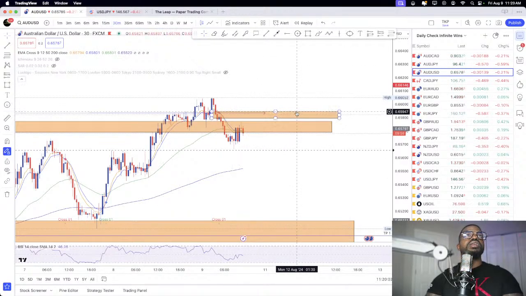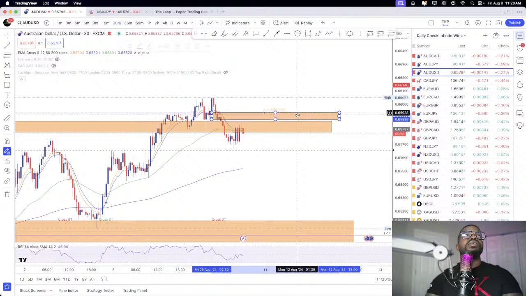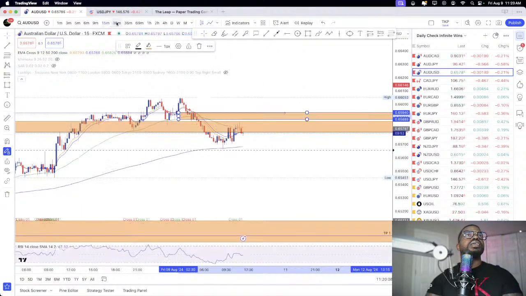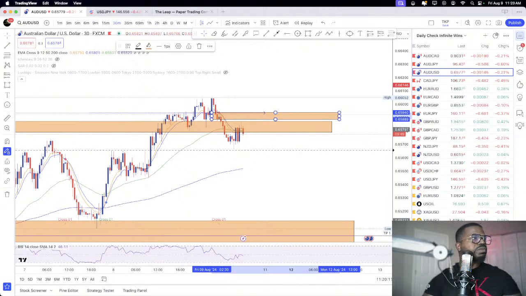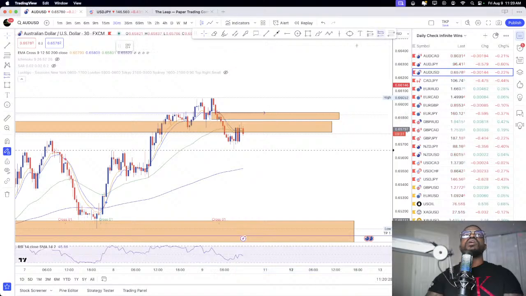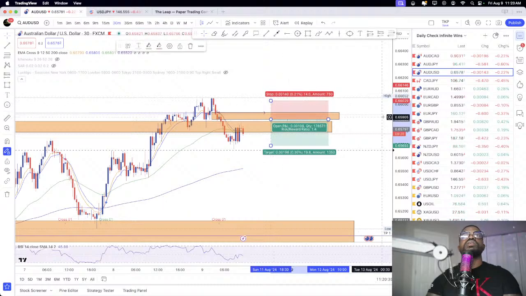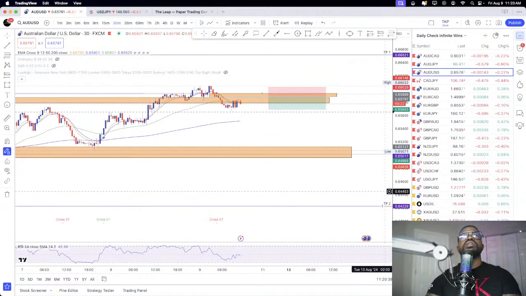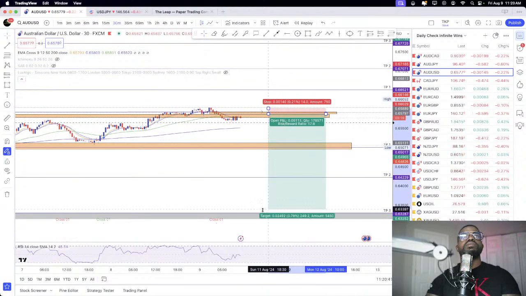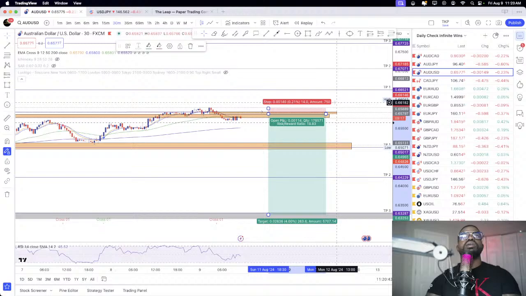So this thing is looking a lot like AUD CAD. So we'll use that area to add another position. And as far as this stop loss, we're gonna keep it right here at these highs. Okay, that's a 1 to 19.